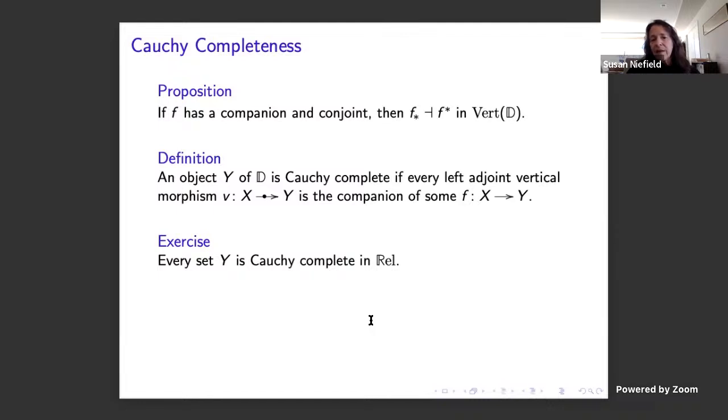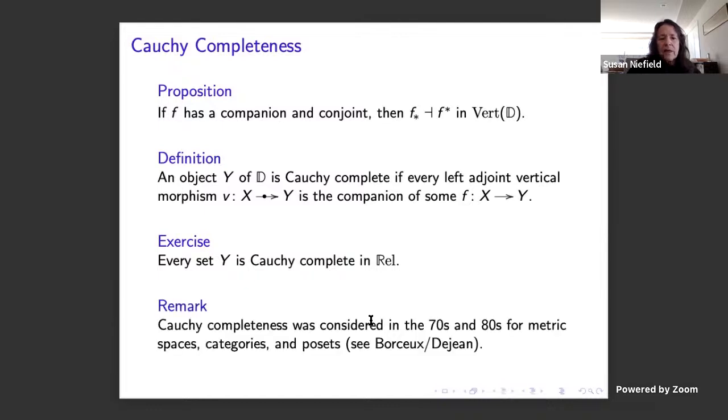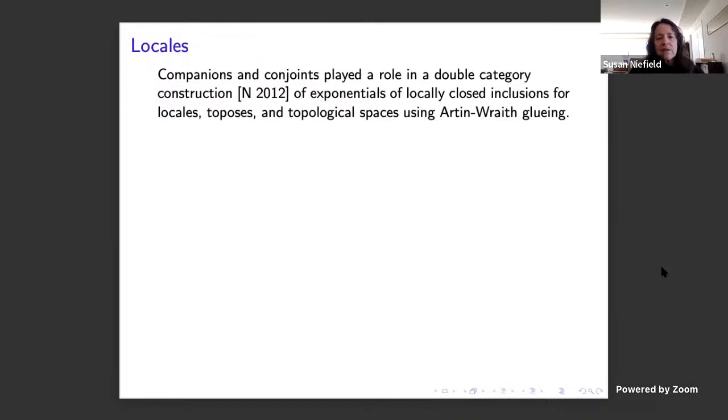So the fact that a relation has a right adjoint says precisely, when you go through the properties, that it's a function. And one remark, Cauchy completeness was considered in the 70s and 80s for metric spaces, categories, posets. And there's an article by Bourseau and Dejean, which gives an overview of what was known at that point and gives lots of examples. It wasn't clear to me what was just expository and what was new in the article, but I spent a little time skimming it to see what they knew then, because I'm interested in something now. So where did my interest come from?